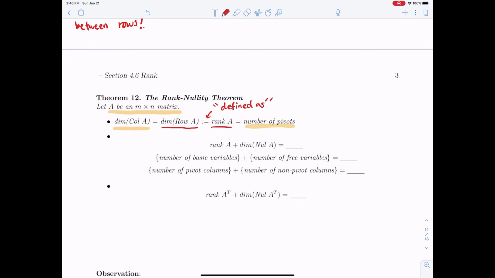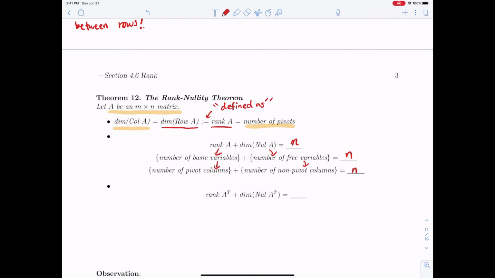Then if you add the rank of A plus the dimension of the null space of A, we should get the number of columns of the given matrix, which equals n. So here, rank corresponds to the number of basic variables, and the dimension of the null space corresponds to the number of free variables, which add up to n. The number of basic variables corresponds to the number of pivot columns, and the number of free variables corresponds to the number of non-pivot columns.